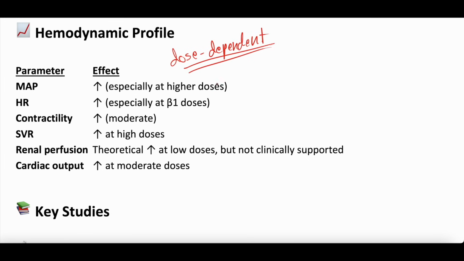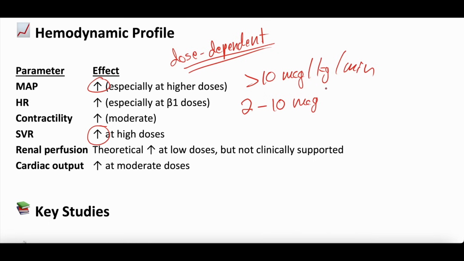So at higher doses, that greater than 10 micrograms per kilogram per minute, it primarily has alpha-1 effects that increase SVR, systemic vascular resistance, and increase the MAP, the mean arterial pressure. At those medium doses, 2 to 10 micrograms per kilogram per minute, it primarily has beta-1 effects, which are going to increase heart rate and increase contractility.